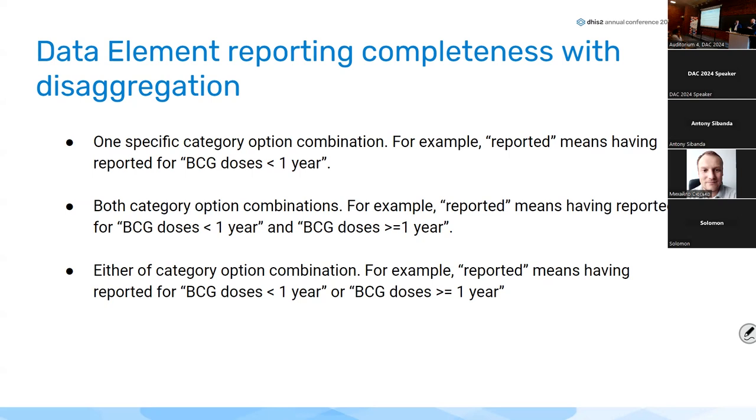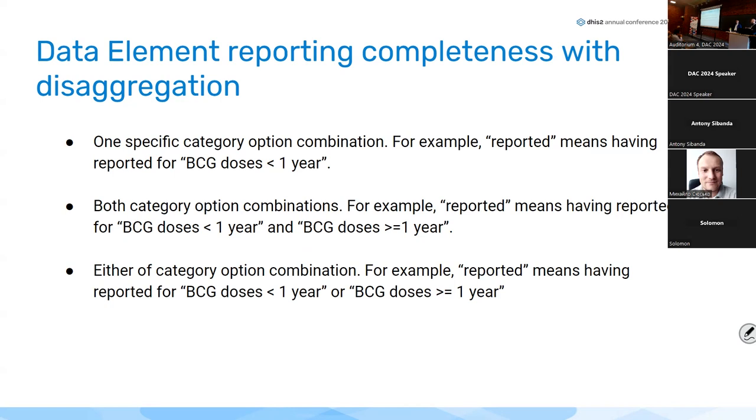Because you have to choose. So say I have a BCG under one, over one, male, female. That's four different values that I expect for one data element, right? So we're talking about data element reporting rate. You have to say, do I expect one of those? Do I expect four of those? Or do I expect some combination of those four? Right? Does this make sense? So you kind of have to choose.